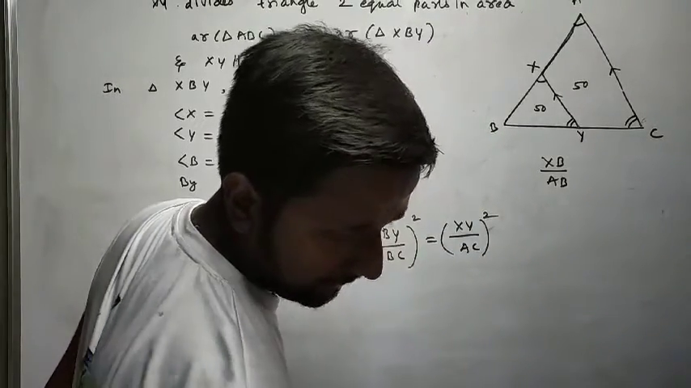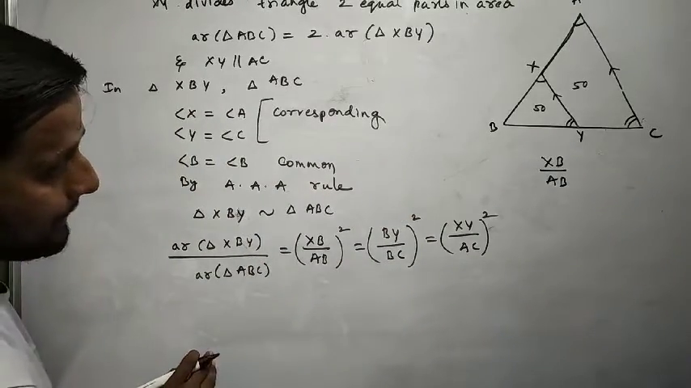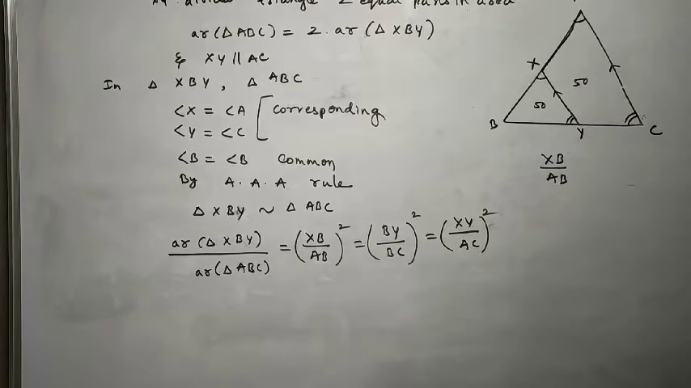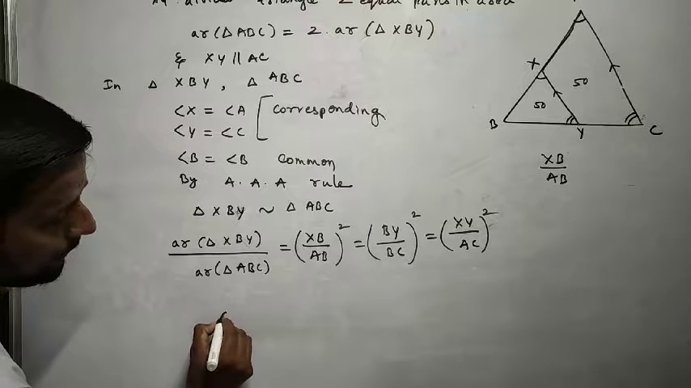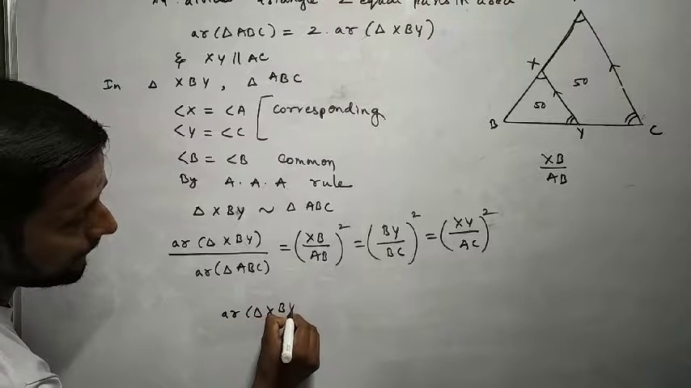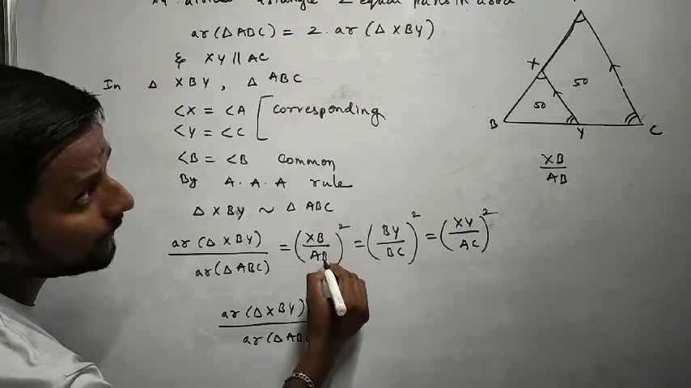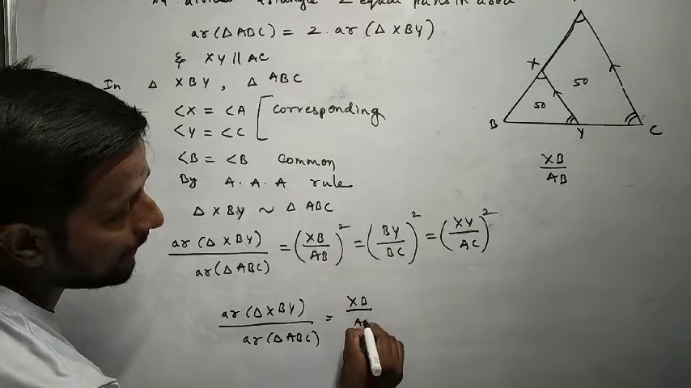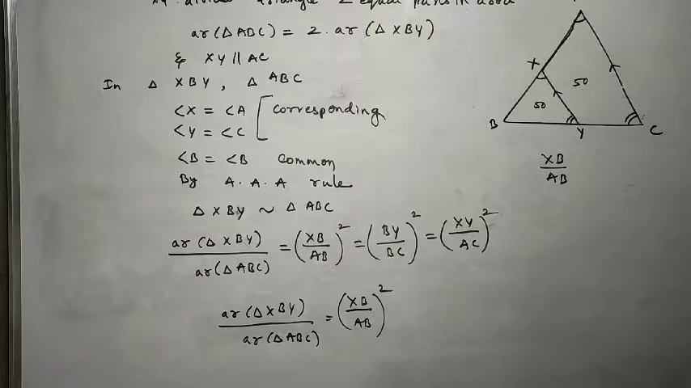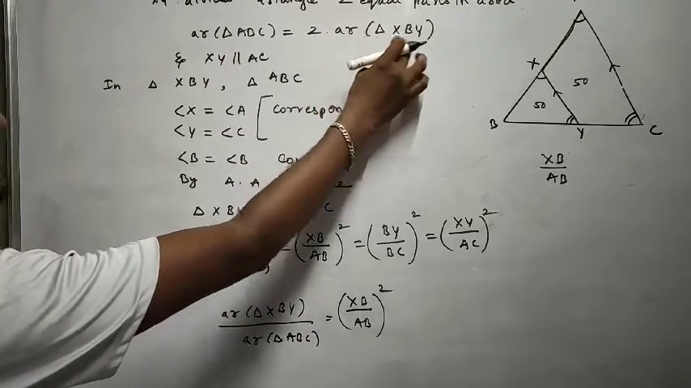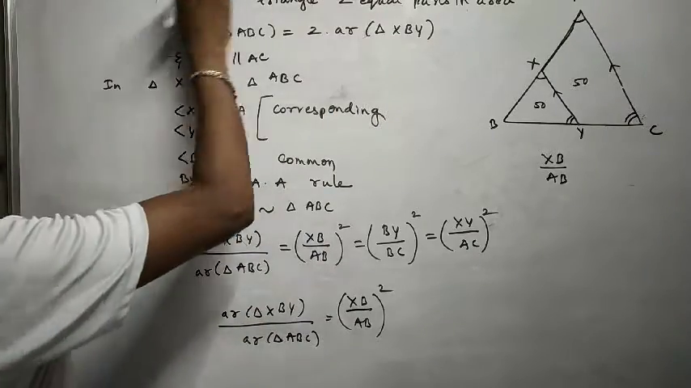We'll see, wait. We'll continue the class. Okay, so here we'll write area of triangle XBY by area of triangle ABC. This one, you take this one, XB by AB whole square. Okay, so if you continue the same, look at area of ABC. I have written 2 times XBY. Am I right? I am talking about XBY, right? So in the continuation, what will we write?